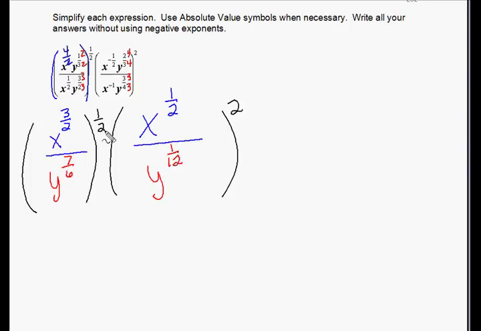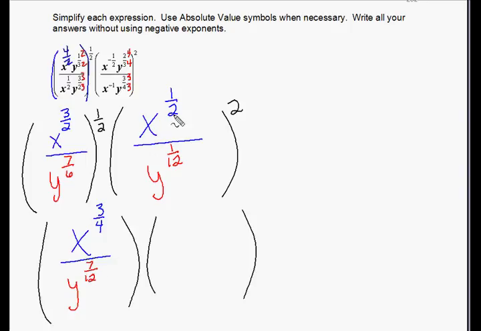Now let's try and take care of these outside exponents, raising a power to a power. x to the 3/2 raised to the 1/2 would be x to the 3/4, divided by y to the 7/6 times 1/2, which would be y to the 7/12. x to the 1/2 raised to the 2nd power is x. y to the 1/12 raised to the 2nd power is y to the 2/12.